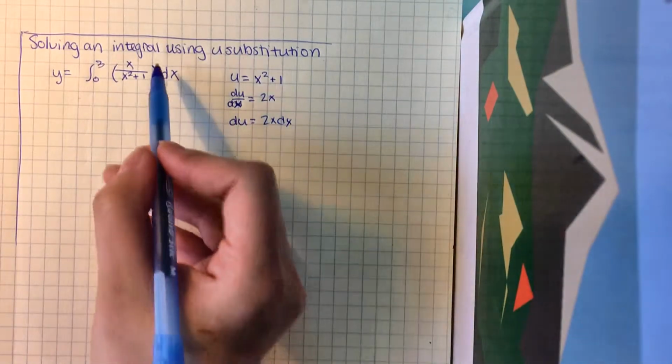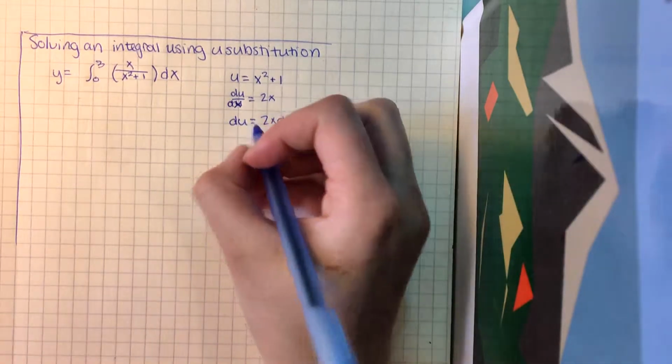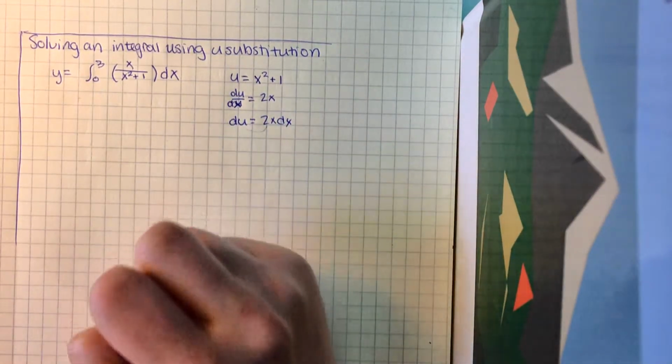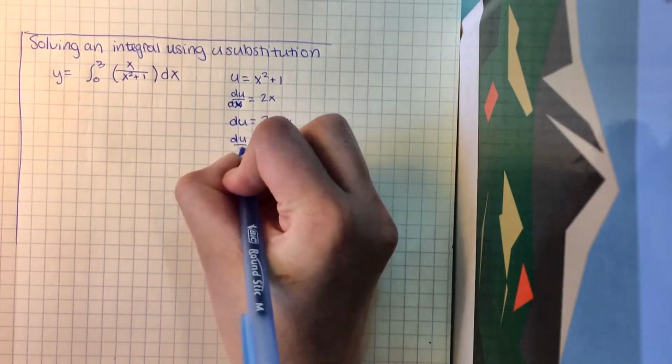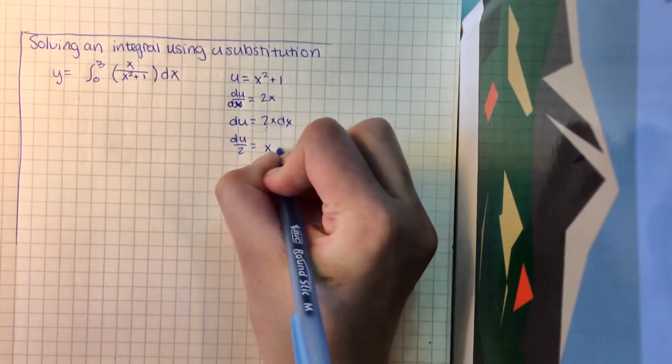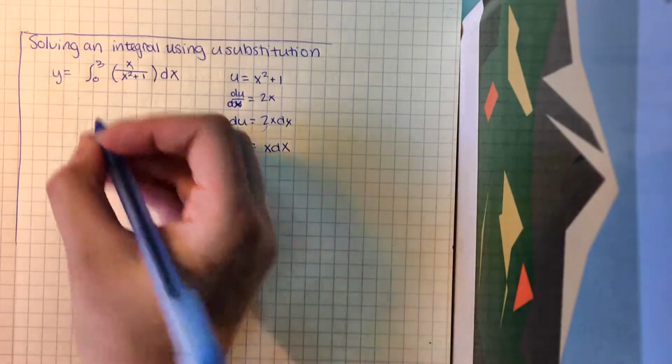And this is quite close to what we have in this function over here, but we need to make it the same so we can actually substitute it in. And all you have to do for that is just divide 2 onto the other side. So it's going to be du over 2 equals x dx. And that's exactly what we have over here. So we're actually just going to plug that back into the problem now.